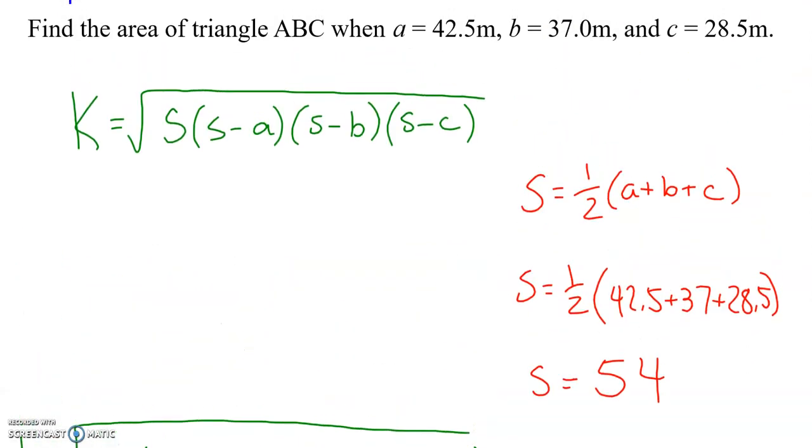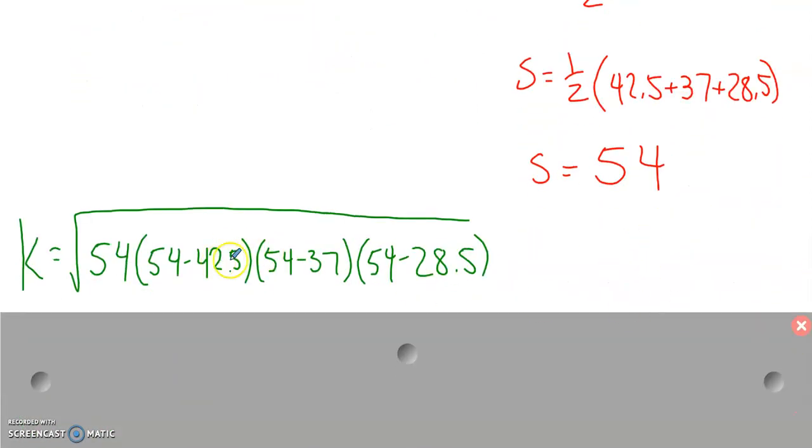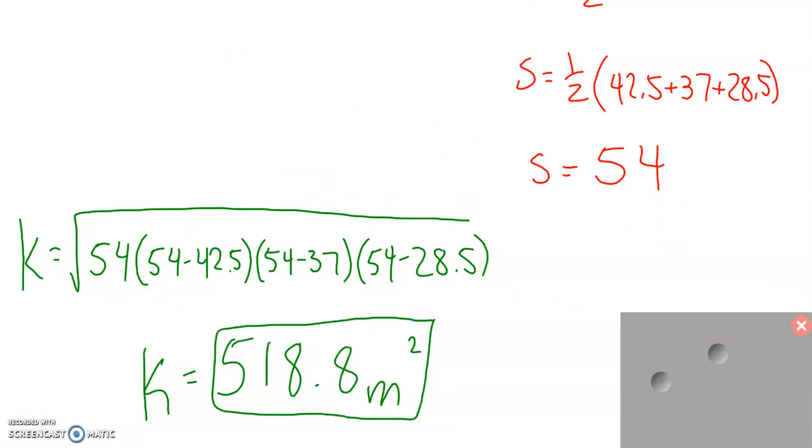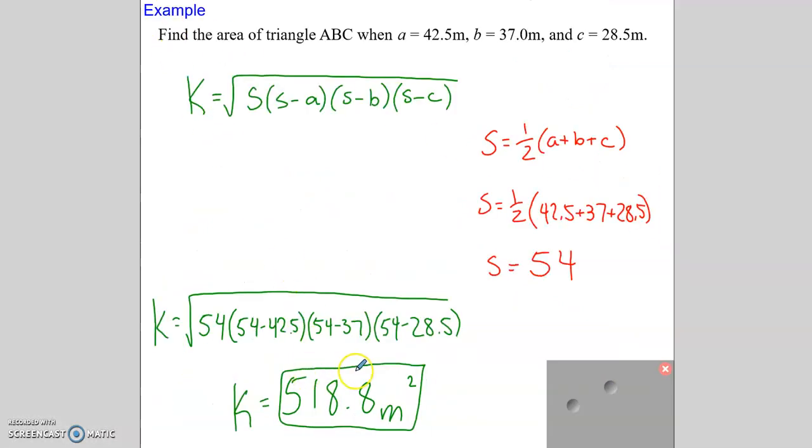And then you plug in side lengths A, B, and C, right there, and there. You can then type all of that into your calculator all at once. Be careful with your parentheses. And then you get your answer right there, 518.8 square meters. So that's how you use Heron's formula to find the area of a triangle.